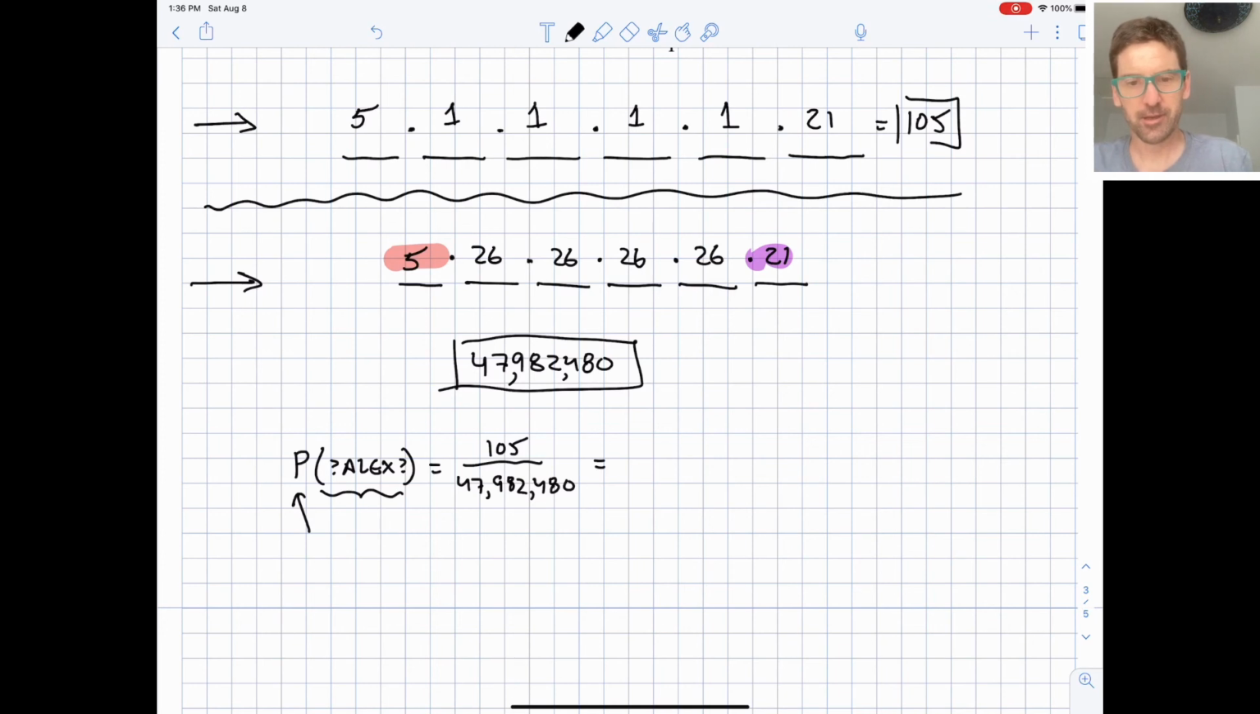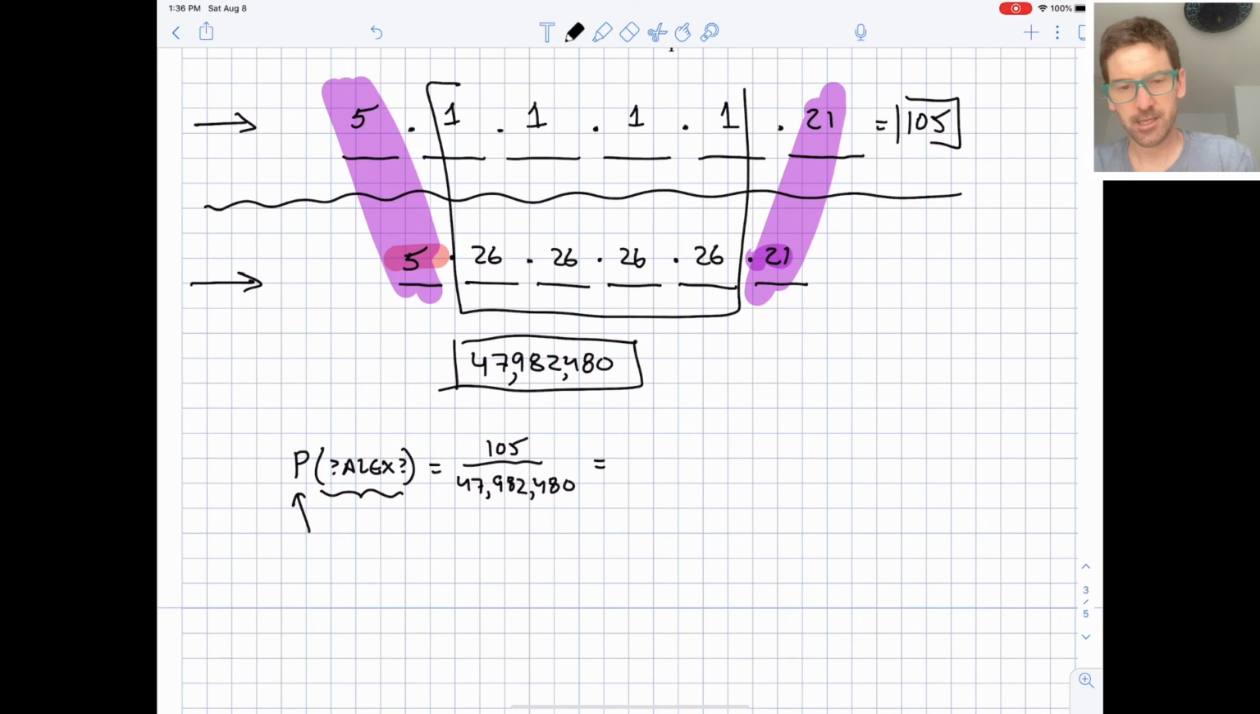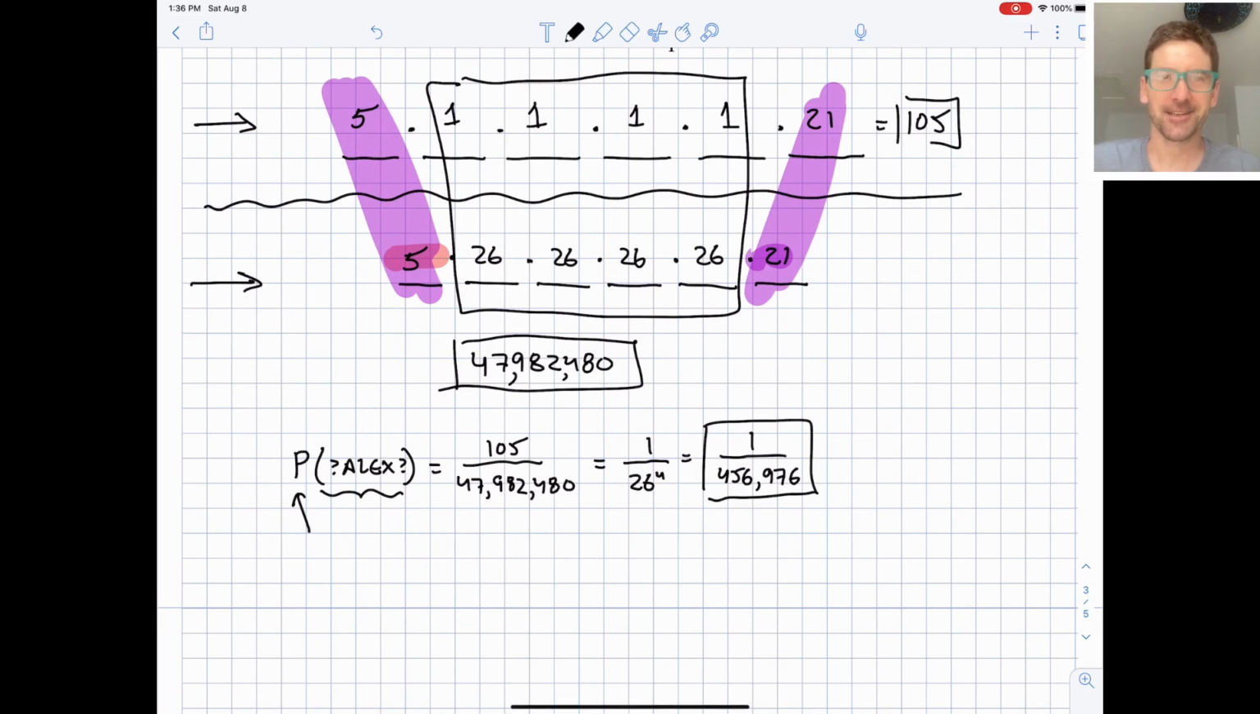And I think maybe you can see these 5s we share and this 21 we share. So really, the difference is right there, okay? So this is going to be 1 over 26 to the 4th, which is 1 over 456,976. So I would say it is exceedingly unlikely we get my name, Alex, written out in the middle of that random set of letters that we're trying to come up with. All right, and that's a good place to stop right there.